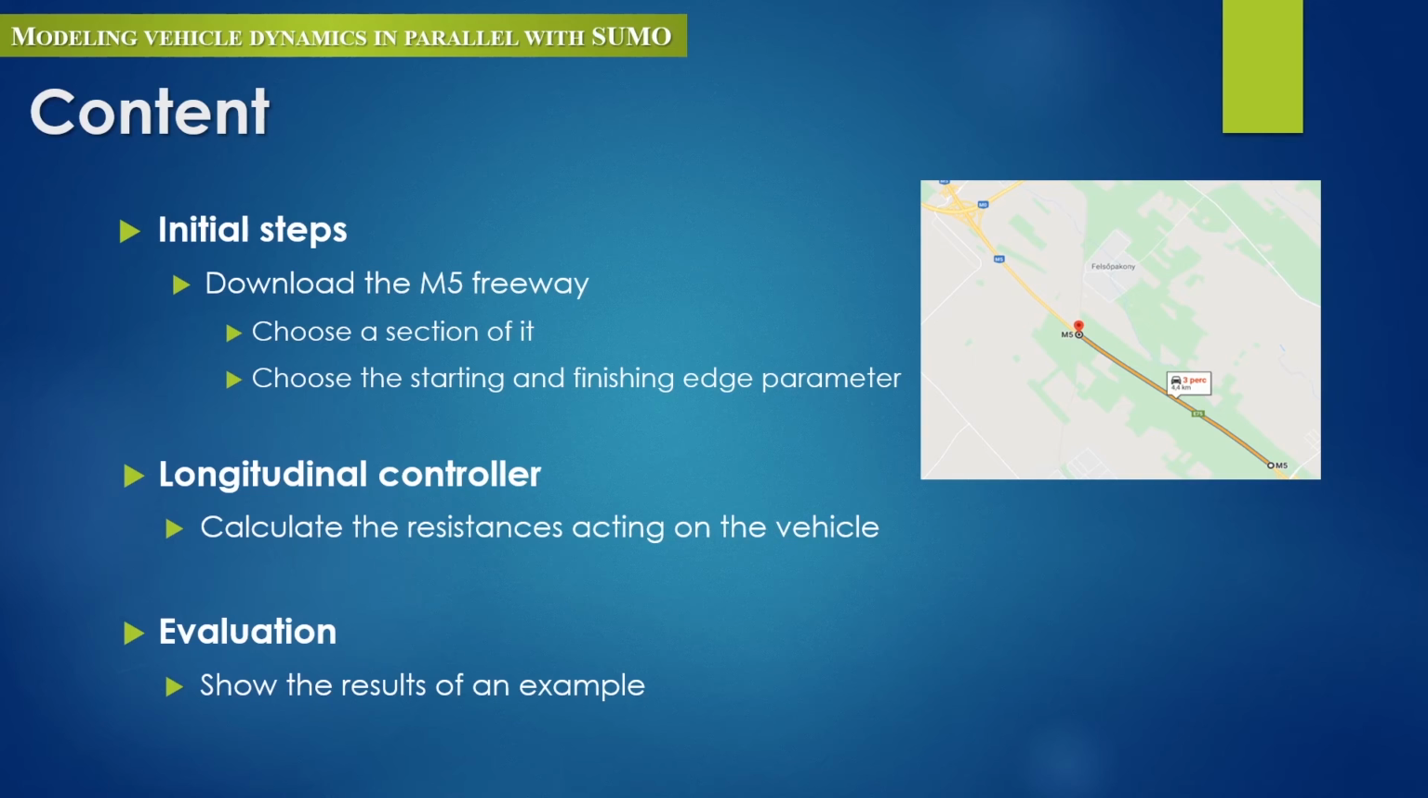The next step was the controller itself, the longitudinal controller, and calculating the resistances acting on the vehicle, such as the aerodynamic, rolling and ascent resistances. And finally, the evaluation. We created a sort of realistic situation where we increase and decrease the velocity, let the vehicle roll out and do an emergency brake. So in the last section we show the result of this example.